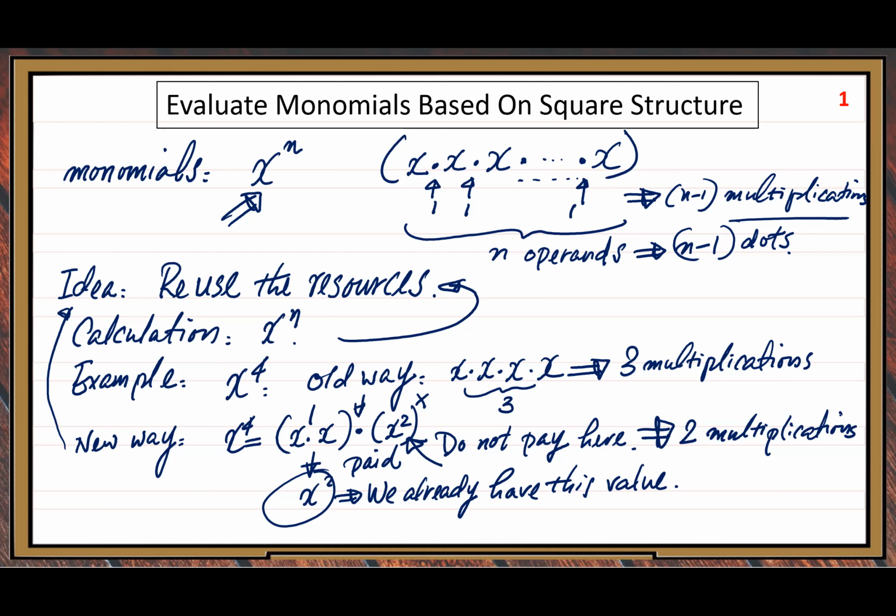So think about that. The reason we can save a few more multiplications is because we explore the square structure. We take advantage of the square structure, okay? In other words, if we can find squares, then we can save some multiplications. So that's the conclusion from this example.